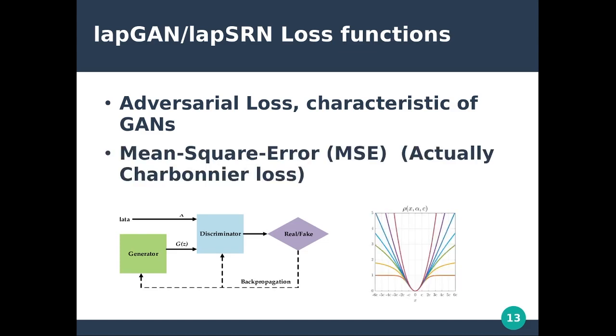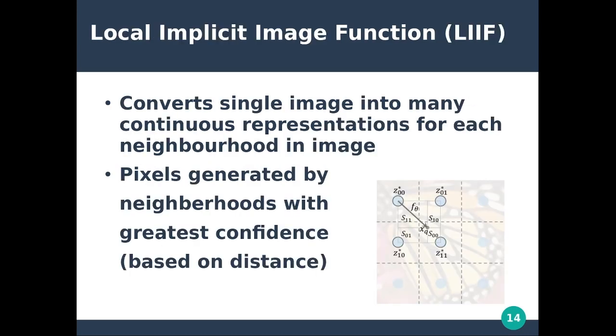Technically, we use a regularized form of the mean square error called the Charbonnier loss to prevent mode collapse, but for the sake of this report, we will denote it as the mean square error from now on. The local implicit image function model aims to convert multiple local areas of an image into an implicit representation. This means that the image is split into many continuous functions.